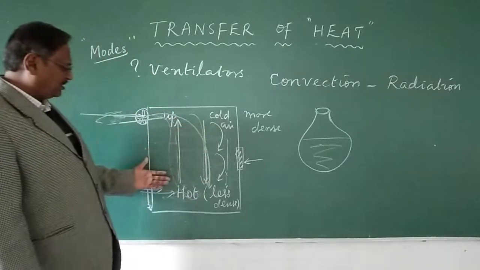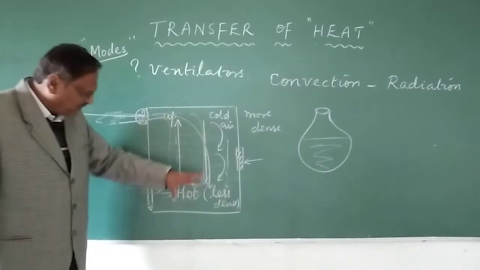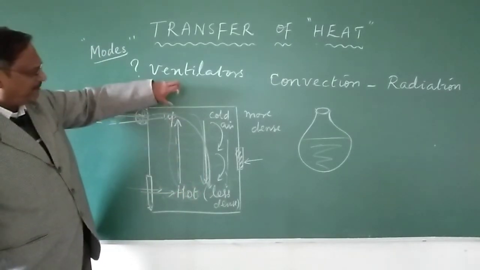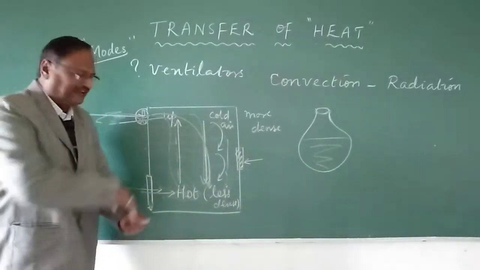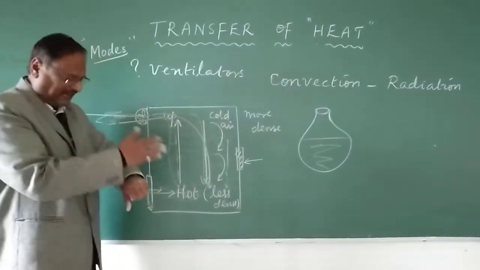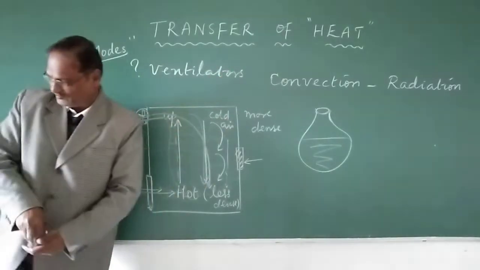So in the convection process, the air molecules are moving up, the cold air molecules are coming down, and the cycle is kept going. That is how it is in the process of convection.